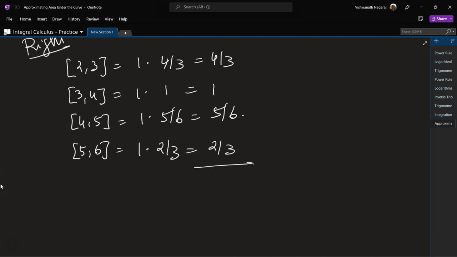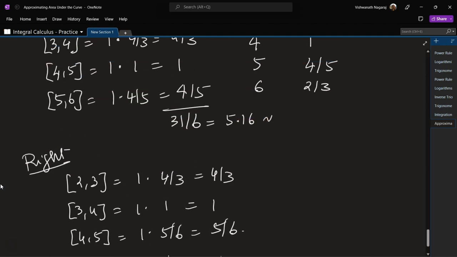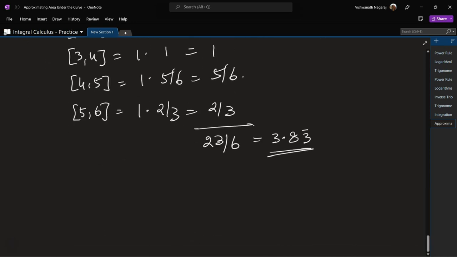Okay, now here what do we do? If we add it up, we get 23 by 6. So 6 3s 18, 5 is remaining. So 50. 50 means 6 8s 48. So 2 remaining. And this will repeat. So this is the area in square units. So again, a big difference.